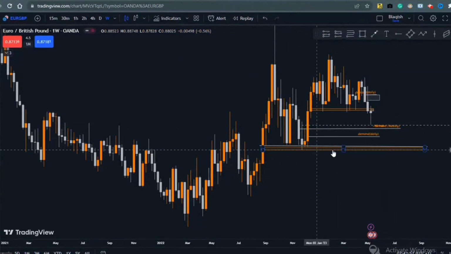We are looking at this support area or liquidity area. If this market is strongly going down, I want this market to come and take out this liquidity area before filling this demand area.